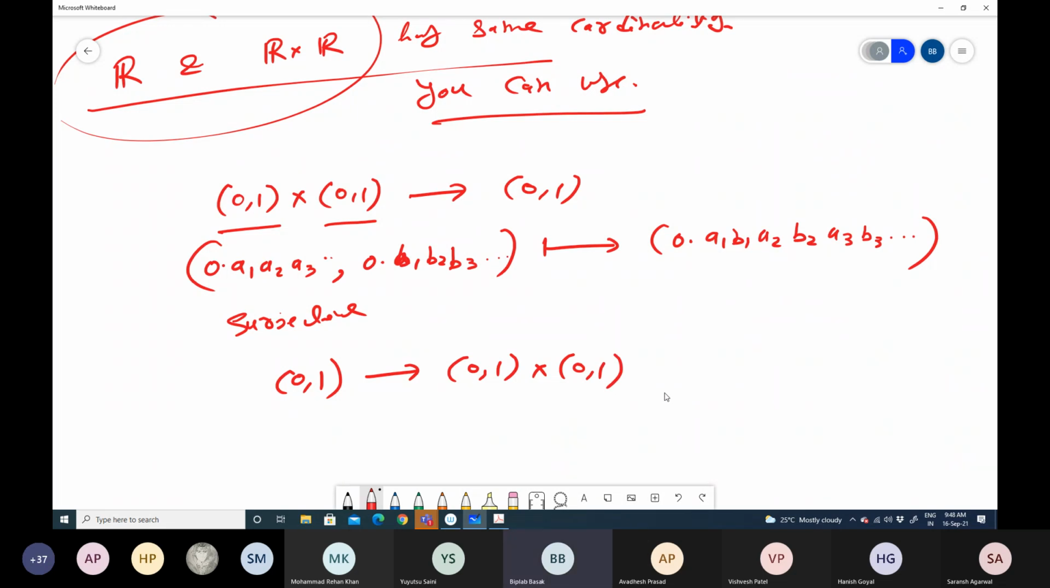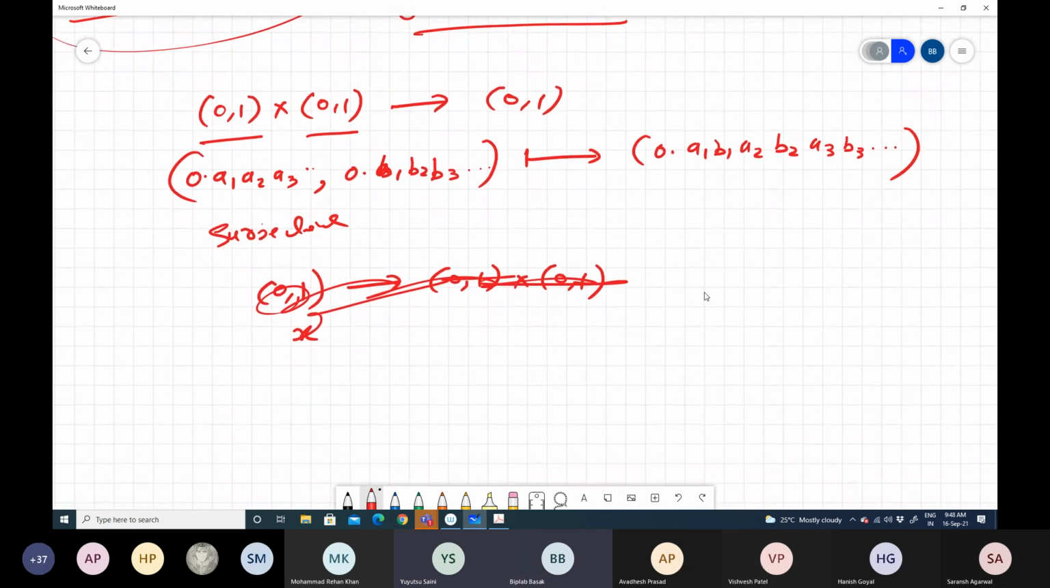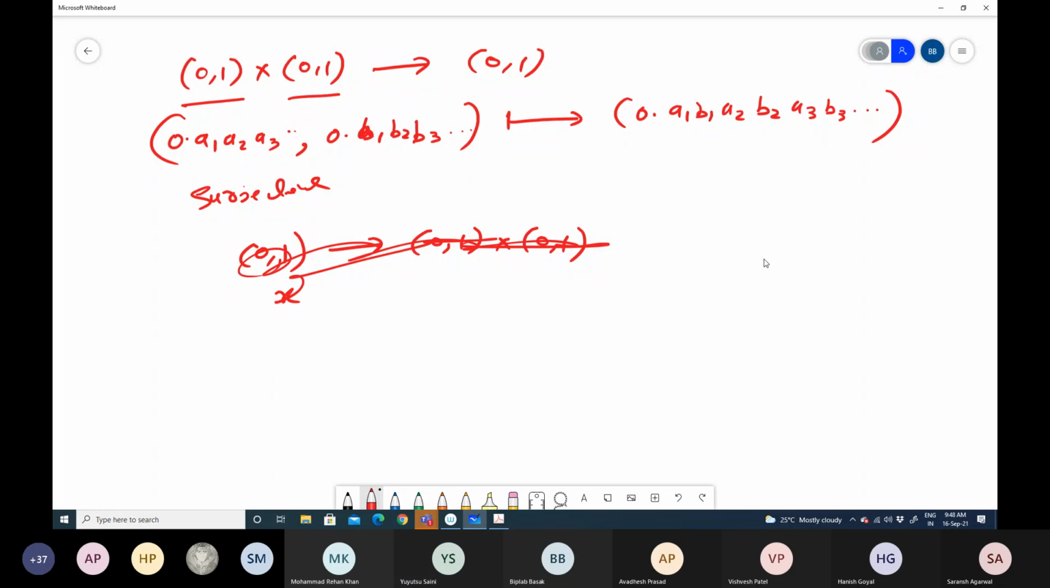Okay, so this is surjective, right? How to find this? Just put x. Sorry, that is injective, I guess. Right, but you don't need that one. What I should do is the reverse one, actually. So from (0,1) to (0,1) cross (0,1), you can do the reverse one.